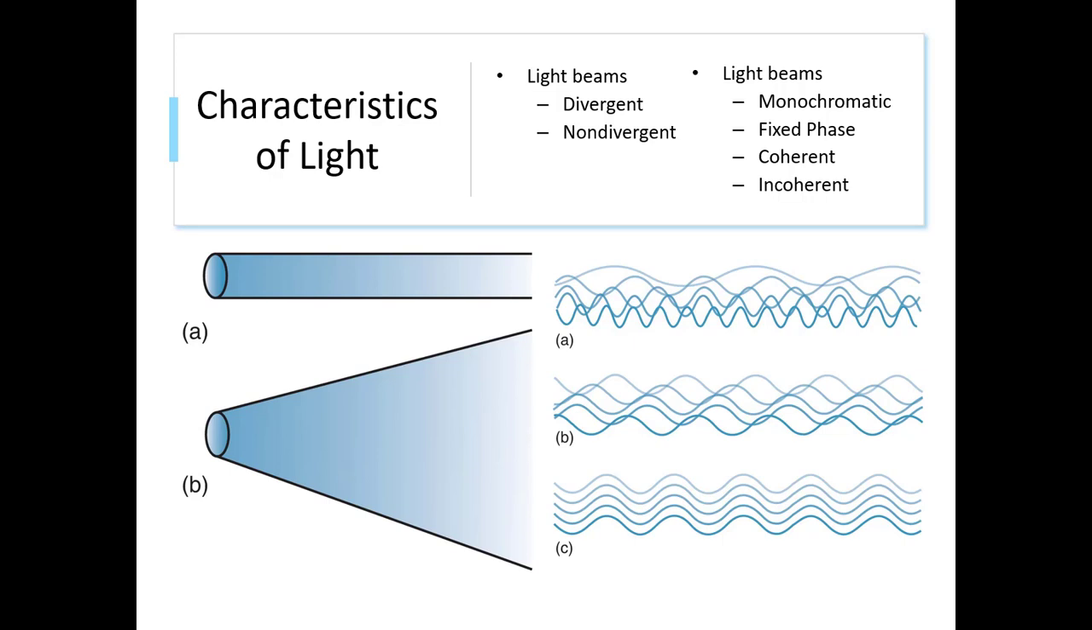An LED emits light with waves of the same frequency, also known as monochromatic, but out of phase, which is incoherent. The bottom, C, is a laser light. The laser emits light with waves of the same frequency, meaning that it is monochromatic and in phase, also known as coherent.